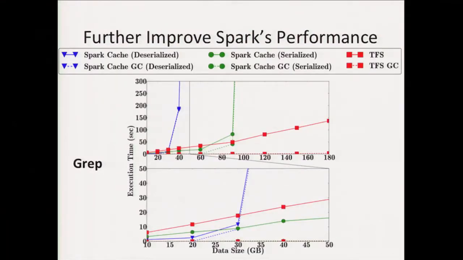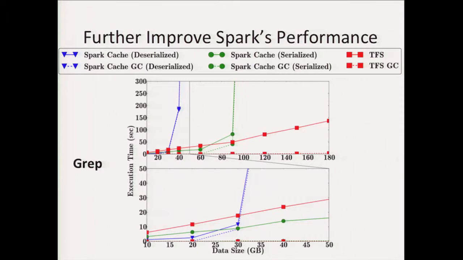The second one is we want to see how much performance gain we can help on the Spark side. This is one simple Spark job, which is grep. We run this Spark job in 3 different settings. The first one is we cache the data in Spark in the deserialized mode, and then do the count and the grep. The second one is we do the Spark cache in the serialized mode, and then we do the grep. And the last one is we just keep the input data in Tachyon. We call it TFS here.